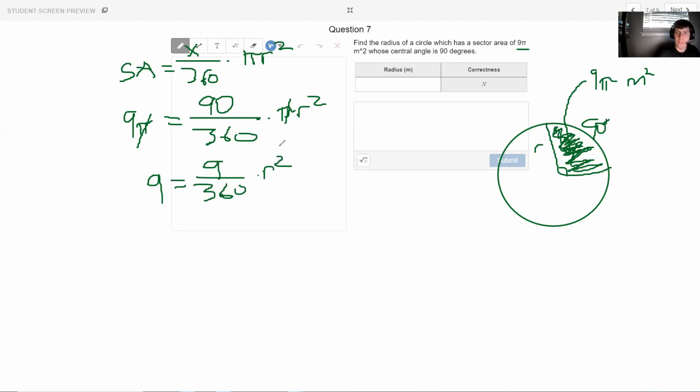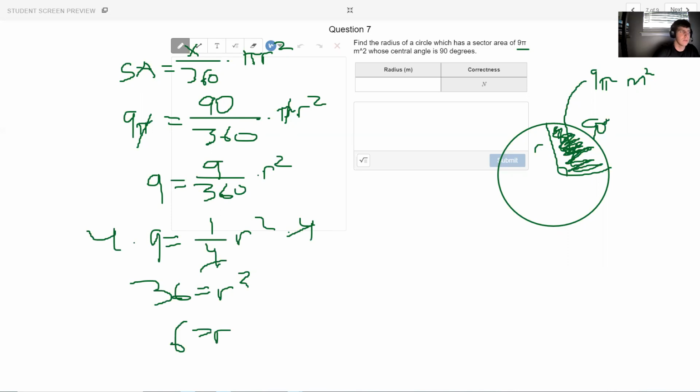Okay, there's 2 ways to do this. The easiest way is to reduce. So 9 equals 1 over 4 times r squared. And then multiply both sides by 4. So you get 36 equals r squared. And you take the square root of both sides and you get 6 equals the radius.